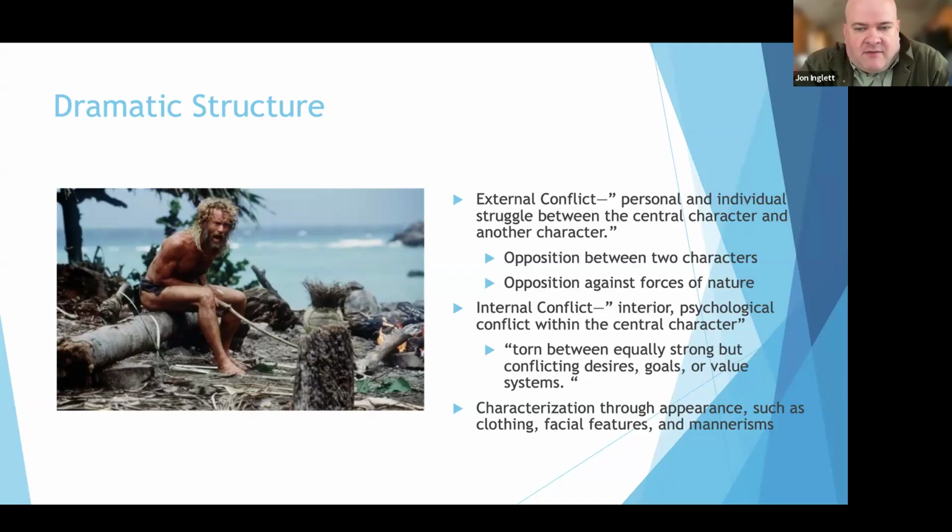Next, we have internal conflict. That's interior psychological conflict within the central character. A central character tends to be torn between equally strong but conflicting desires, goals, or value systems.